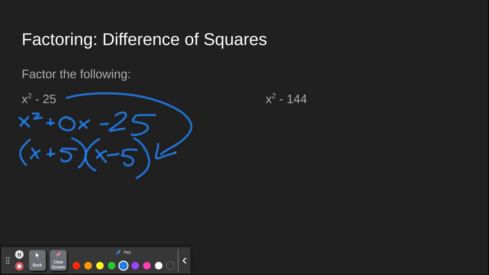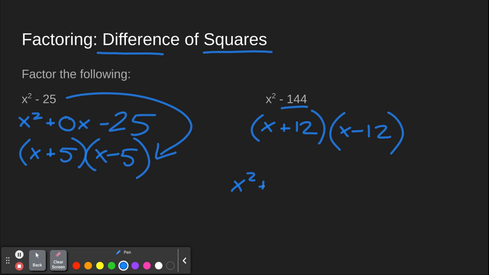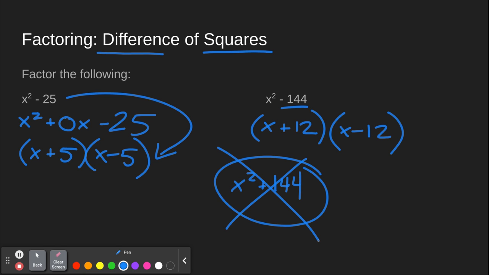So what happens? Well, this is called a difference of squares because is x squared a perfect square? Yeah. And is 144 a perfect square? Yes, it is. So when you see them, the factor version is x plus the square root of that number, and then x minus the square root of that number. In case you're wondering, you cannot factor a sum of squares because there's no two numbers that multiply to be 144 and add to be 0.